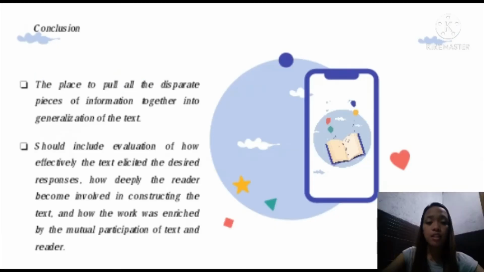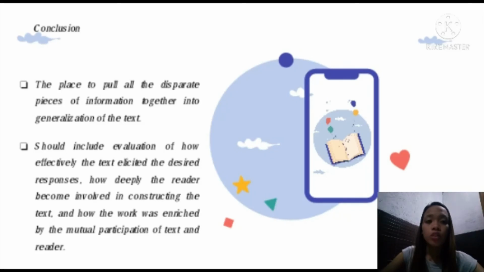The last part is the conclusion. The body of your analysis will have presented numerous observations backed up by even more citations from the text. The conclusion, then, is the place to pull all the disparate pieces of information together into generalizations about the text. It need not be lengthy, but it should state the major effects the work has had on a reader and the causes that produce those effects.